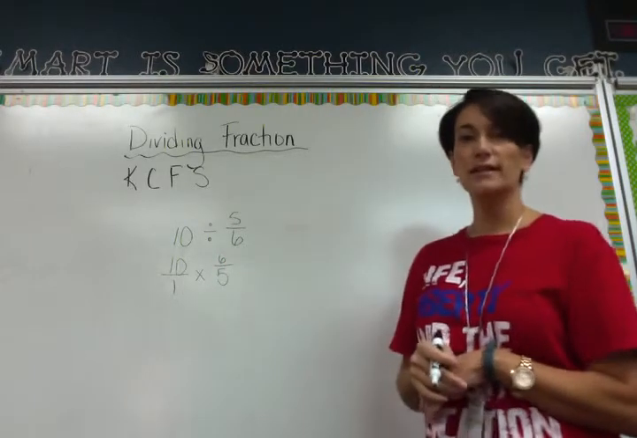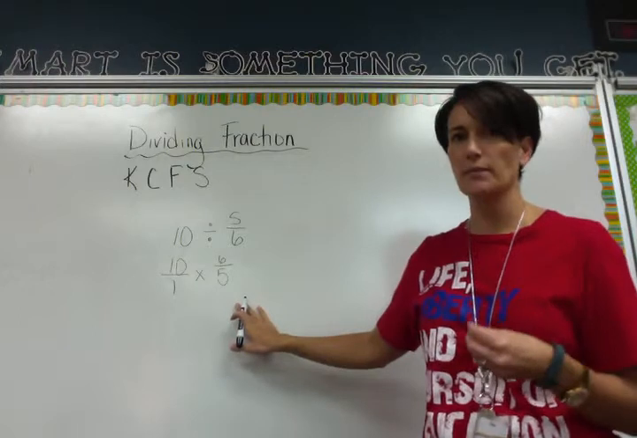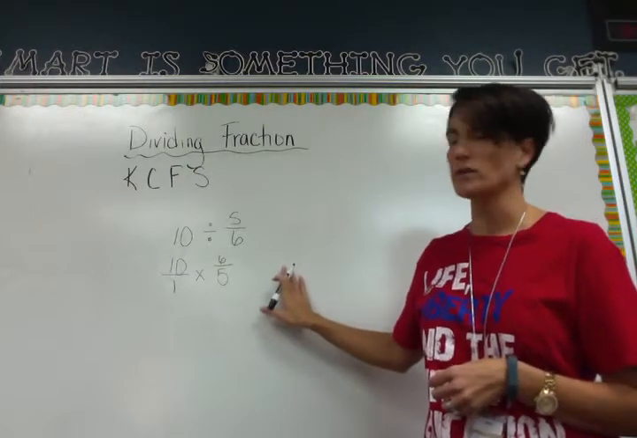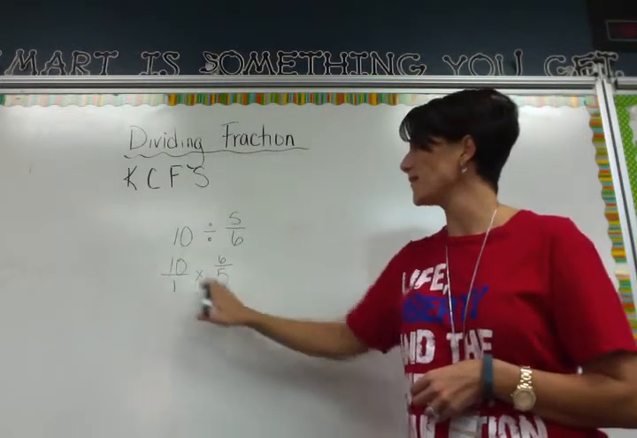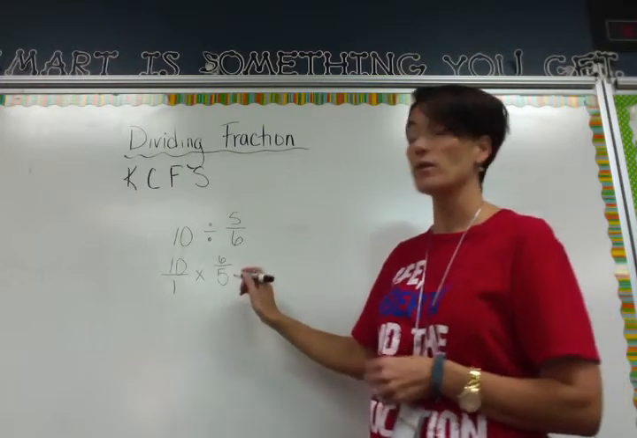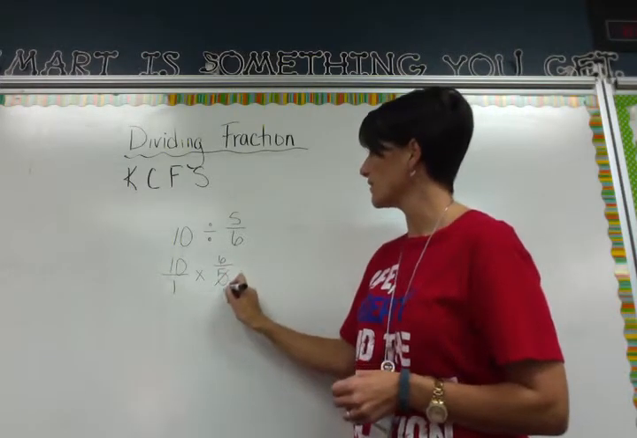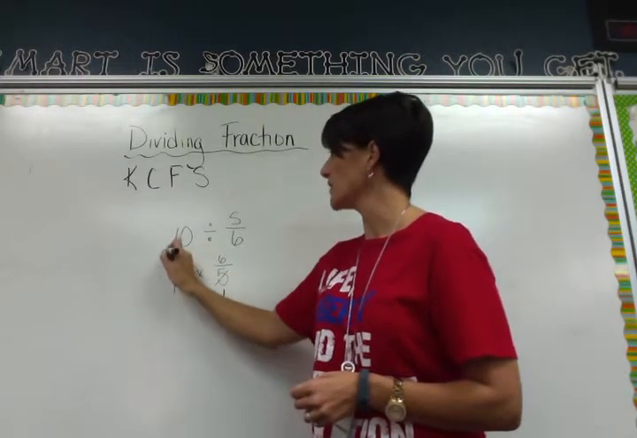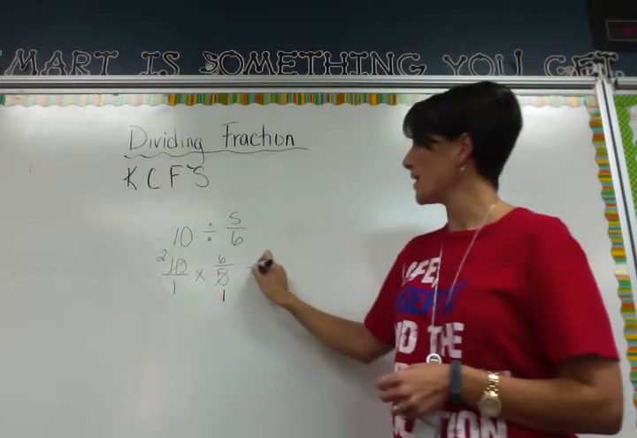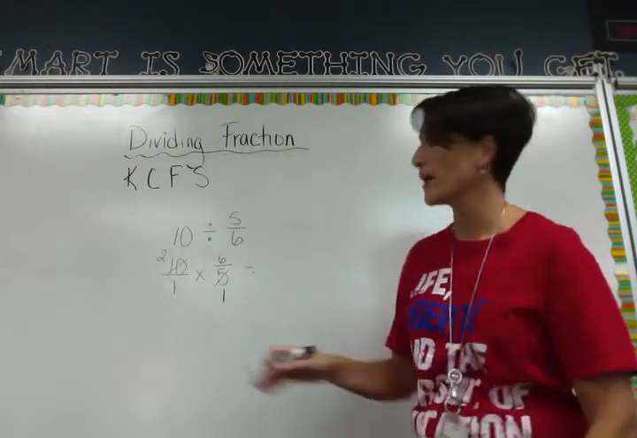As always, I'm going to try to simplify within my problem because then I'm dealing with smaller numbers versus waiting until after I've multiplied the two numbers. So I definitely can see that 5 and 10, I can simplify both of those numbers by 5. 5 goes into 5 one time. 5 goes into 10 two times. And now I can't simplify my 6 and 1, so I'm just going to go ahead and multiply across.